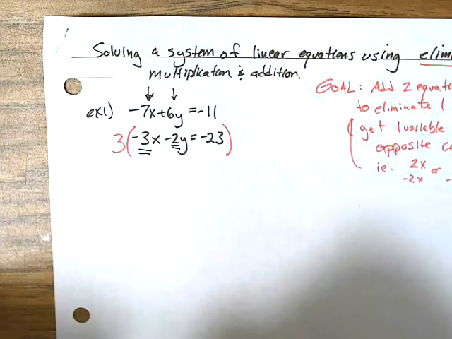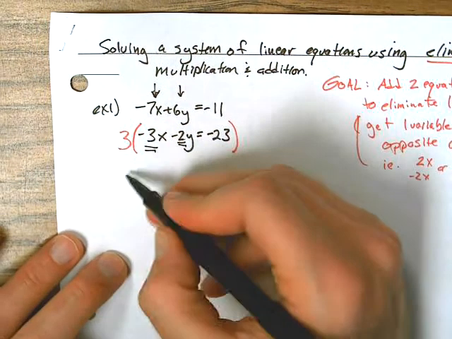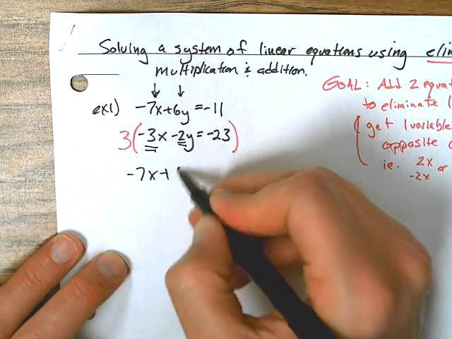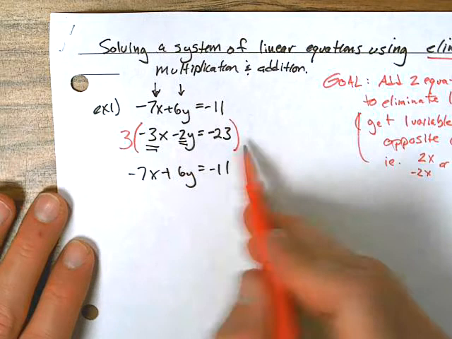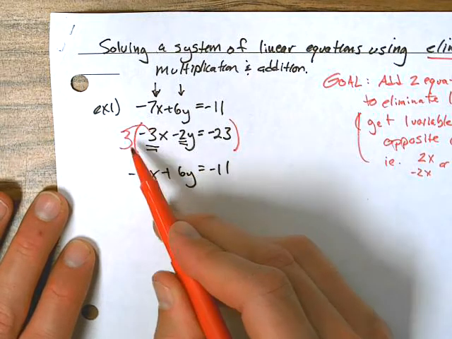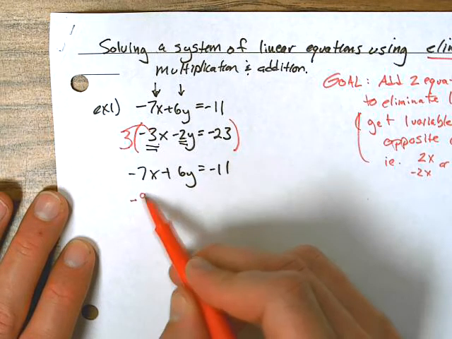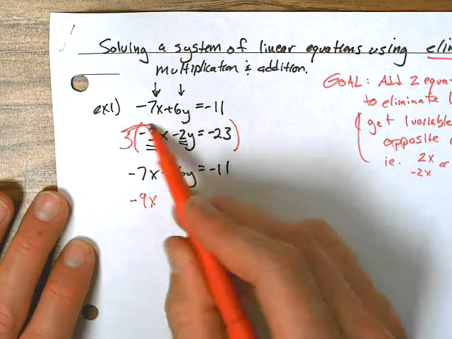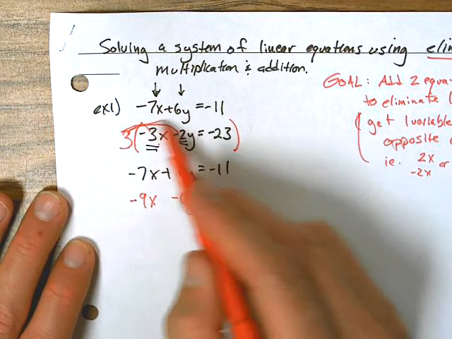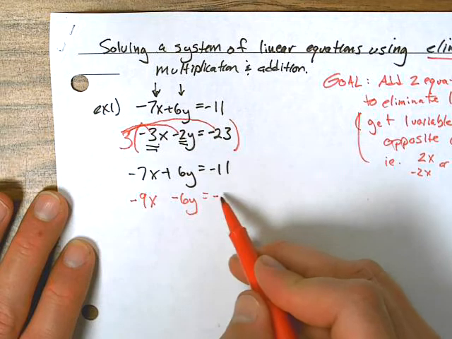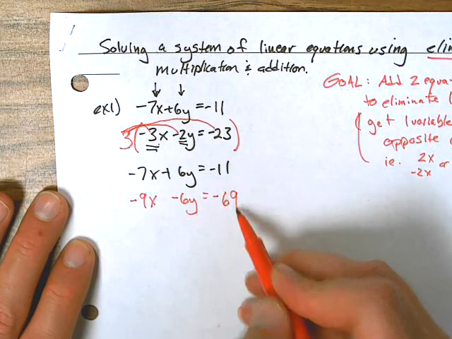Now, I'm going to copy down that top equation, which was negative 7x plus 6y equals negative 11. I'm going to multiply everything in the bottom by 3 to make it, let's see, 3 times negative 3x would be now negative 9x. 3 times negative 2y will be negative 6y. And 3 times negative 23 is going to stay negative, I think that's 69.